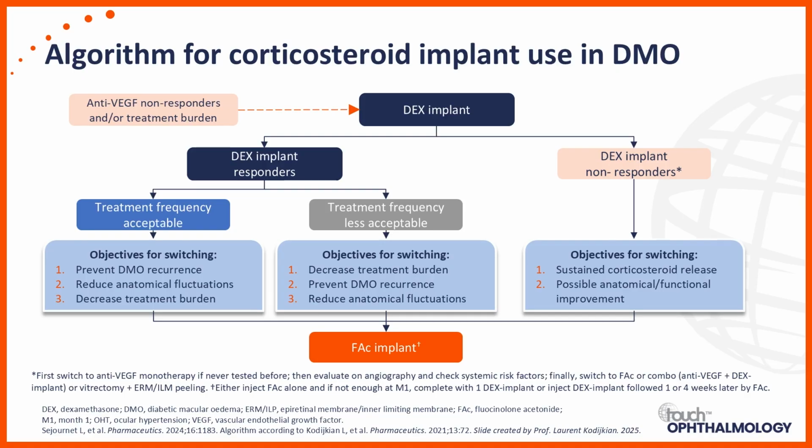If the treatment frequency is acceptable, we can use FAC implant to prevent DME recurrence, to reduce anatomical fluctuations, and of course, to decrease treatment burden nevertheless. If the treatment frequency is not acceptable, the first goal is to decrease treatment burden, but also to prevent DME recurrence and to reduce anatomical fluctuations. And for DEX implant non-responders, the objectives are to switch to a sustained steroid release, and to hope to have a possible anatomical and or functional improvement.